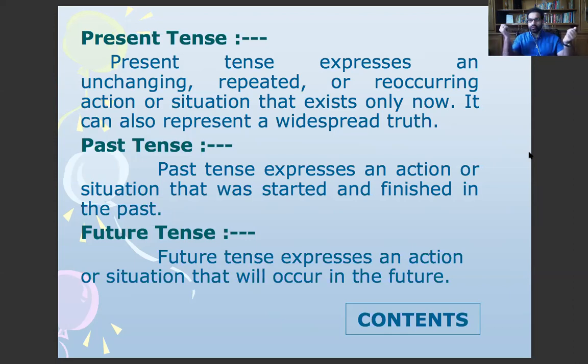For example, I go to office. That doesn't mean that I go to office for once. It means I keep going to the office. Okay. Past tense expresses an action or situation that was started and finished in the past. I went to the office. That's it. I have gone.